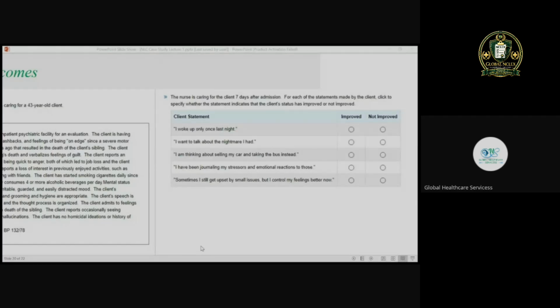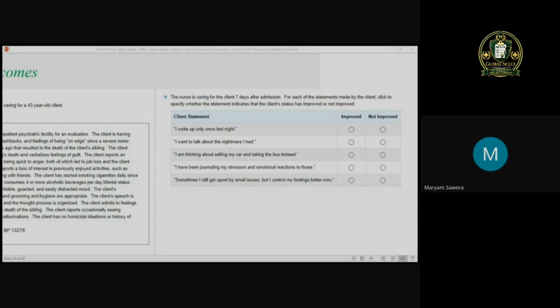Sometimes I still get upset by small issues, but I control my feelings better now. Is this improved or not improved? Yes, improved. Okay, the third option is: I am thinking about selling my car and taking the bus instead. Who will explain this? Ma'am, yes, please.